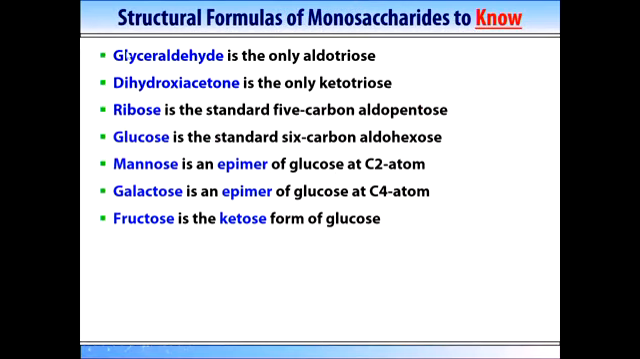Okay, so to know: glyceraldehyde and dihydroxyacetone, these are simple. Then ribose, and glucose, just because it's one of the main sugars. Then mannose and galactose. It's relatively easy, all you need to remember is the glucose formula. If you remember that mannose is a C2 epimer of glucose, then you can swap one hydroxyl group at one carbon and draw the molecule of mannose. The same with galactose, which is a C4 epimer of glucose. The sugar from the ketose family that I would like you to remember is fructose.